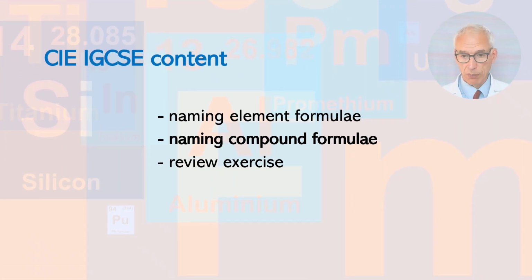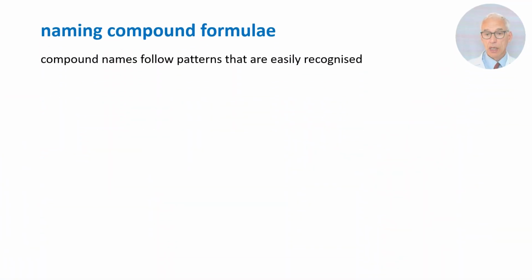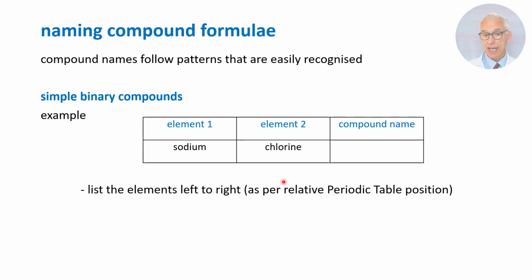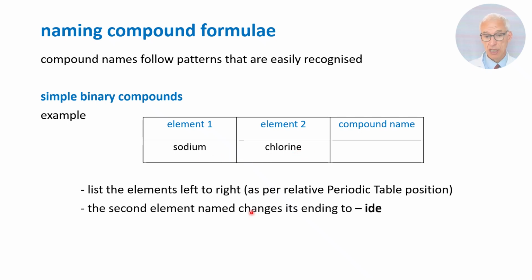Naming compound formulae. Compound names follow some simple patterns. Let's look at binary compounds, that is, combinations of 2 elements. For instance, sodium and chlorine. Well, for the name, we list the elements left to right as they are in the periodic table, relative positions in the periodic table. Sodium is to the left of chlorine, so it will come first. Chlorine will be the second named element. But to indicate that it's bonded to sodium, we change the ending from "-ine" to "-ide". So the name is sodium chloride.